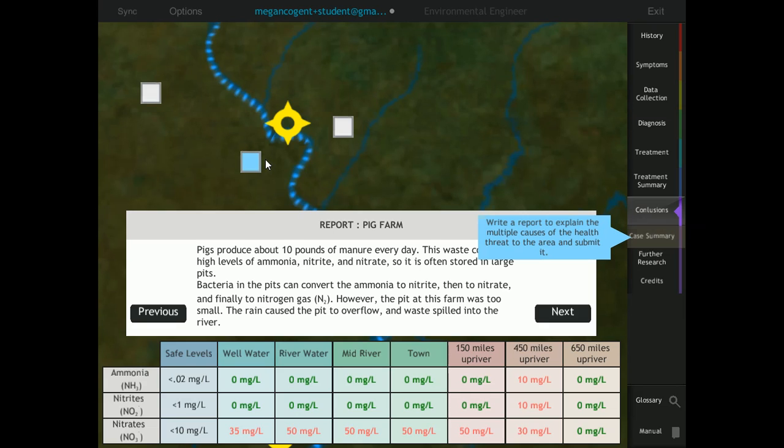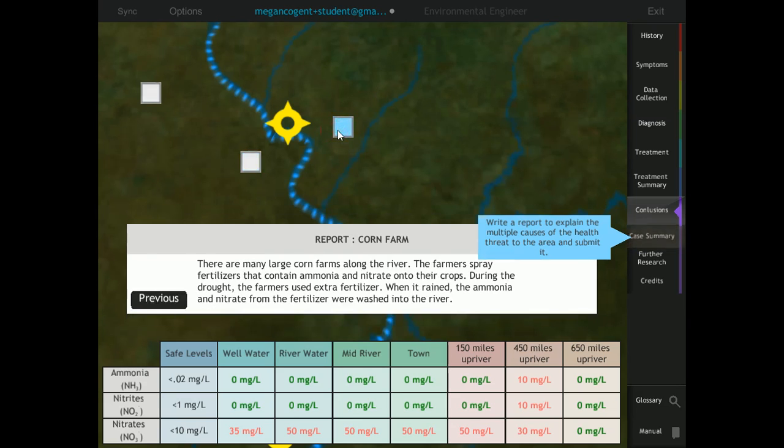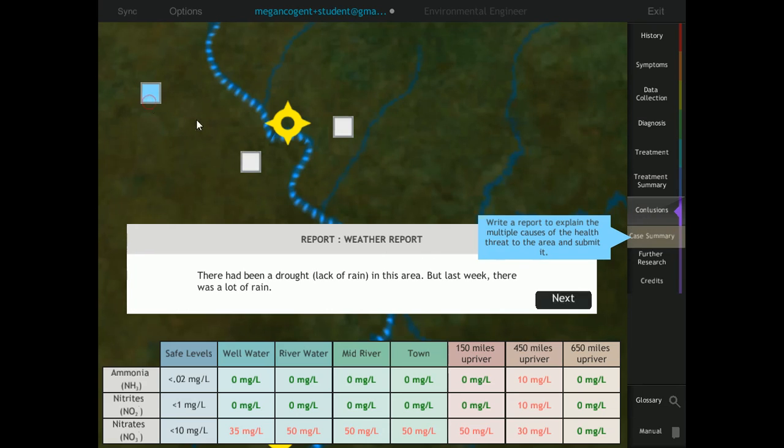We have a pig farm here that's producing a lot of manure. We also have, if we check the other box, a corn farm that's also using a lot of fertilizer. And we also have a weather report. There had been a drought, but last week there was a lot of rain. So obviously there's a lot of runoff being experienced in this area, which would explain why you see at this spot up the river those high levels again.